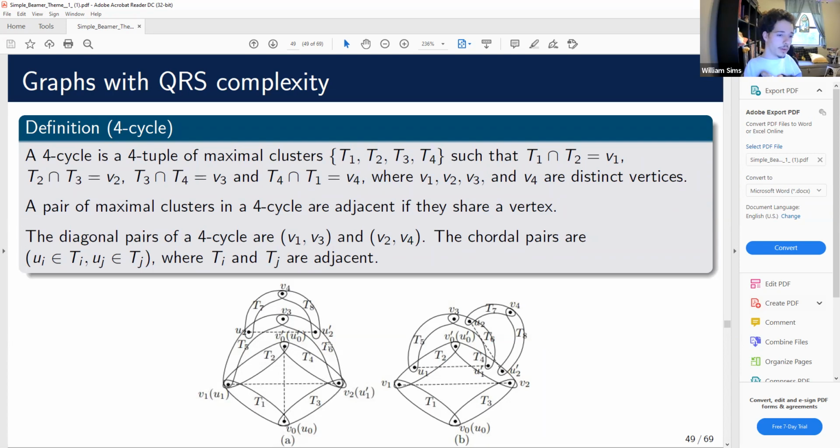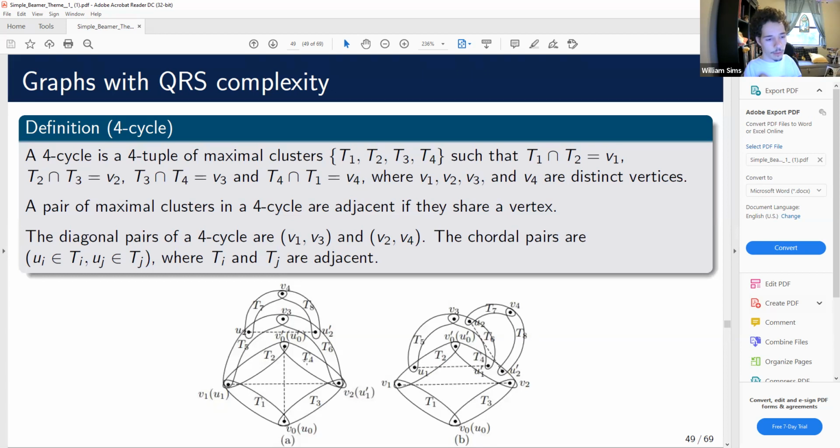Okay, and then we're going to define one other type of pair of vertices that we're going to care about, and those are chordal pairs. So remember, within these maximal clusters, we can have vertices. These are just kind of an abstract visual of them. So a chordal pair is just going to be a pair of vertices coming from an adjacent pair of maximal clusters.